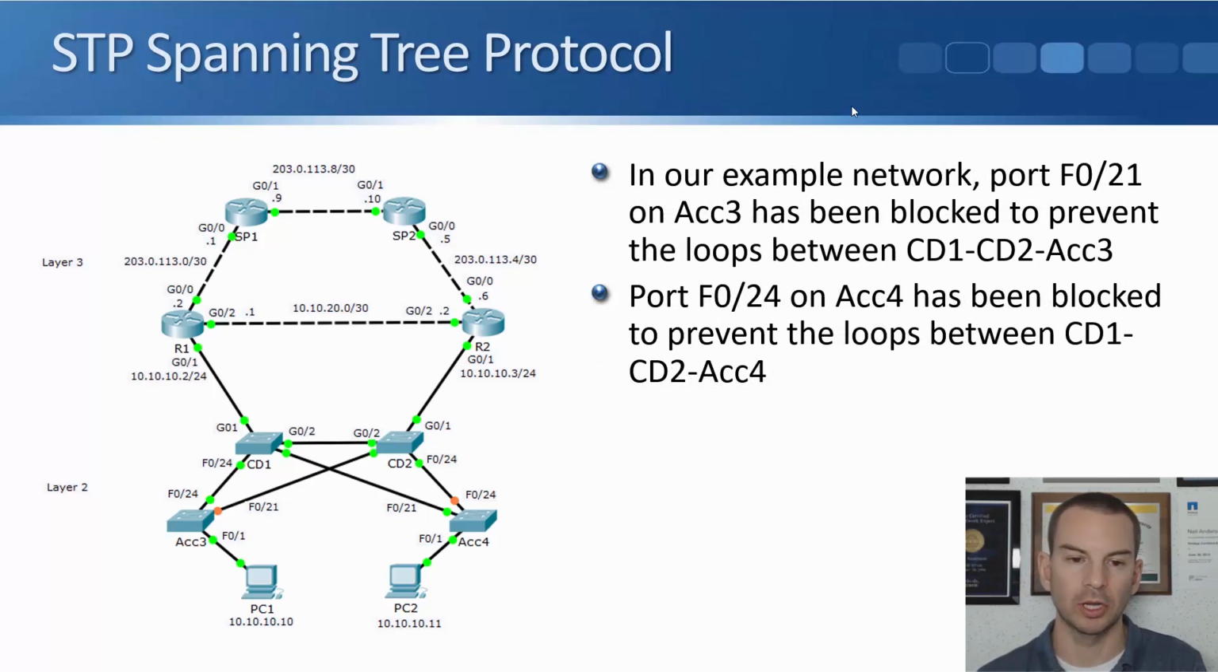In our example network, you can see on the diagram on the left, if you look at the different links, you'll notice there's a couple that are highlighted in red rather than in green. FastEthernet 0/21 on switch Access 3 is highlighted in red, so it's been blocked to prevent the loops, both clockwise and counterclockwise, that were running between CD1, CD2 and Access 3. We also had that other loop between Access 4, CD1 and CD2 as well, so on that side, FastEthernet 0/24 on the Access 4 switch has been blocked. So spanning tree will detect potential loops and it will block a port to break the loop.